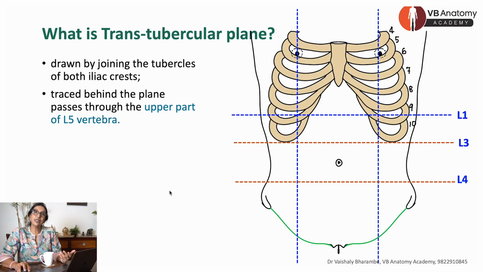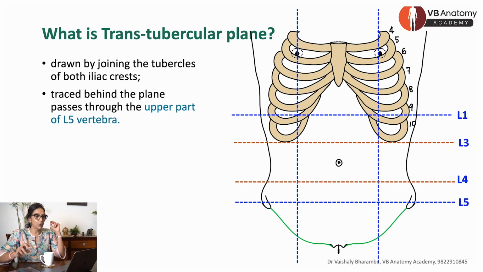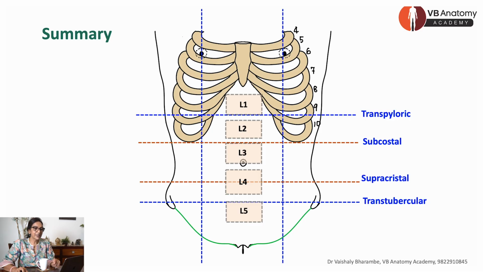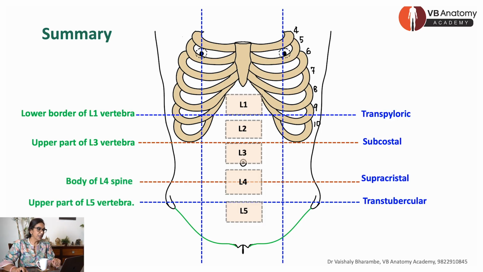Right. What is then transtubercular plane? Transtubercular, of course, passes through the iliac tubercles, corresponding to the upper part of L5 vertebra. See here. So can you see that these are the 4 planes? The blue ones, of course, help you to divide the abdomen into 9 regions. I'm going to show you these one last time. Transpyloric is found at the lower border of L1. Subcostal is drawn at the upper border of L3. Supracristal, body of L4. Transtubercular, upper part of L5. These are the 4 planes that will help you to mark the abdomen as per the vertebral levels.